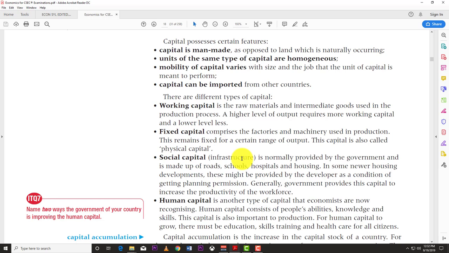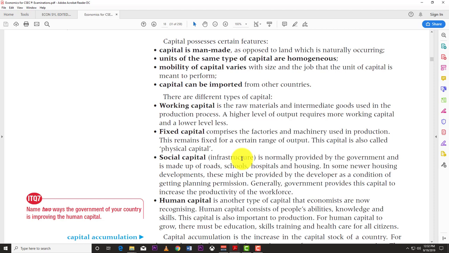Of course, you have what you call social capital or infrastructure, and this is normally provided by the government, and that includes things like your roads, your bridges, your light posts, hospitals, schools, those kinds of things. Those are the social infrastructure, the social things provided by the government.